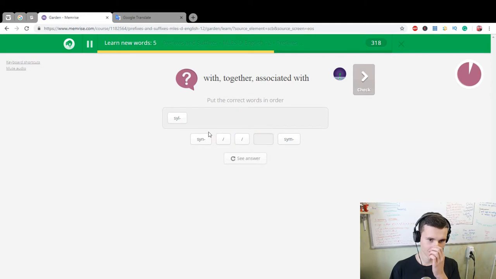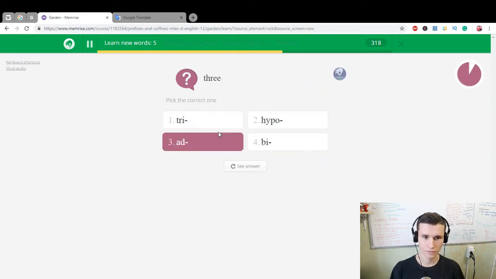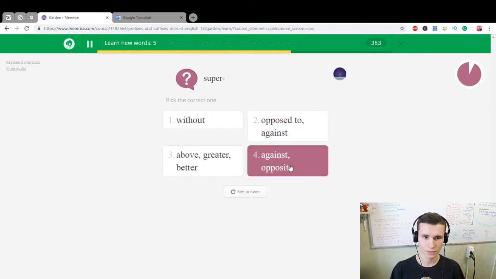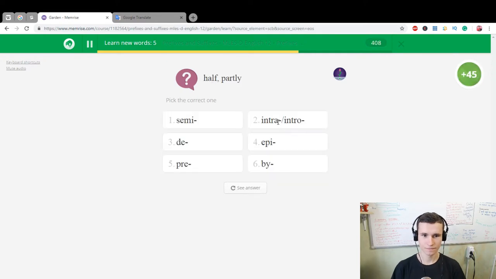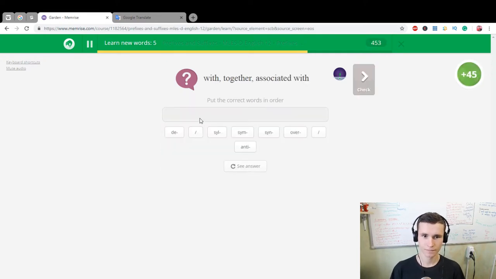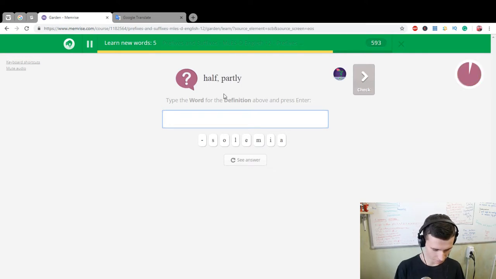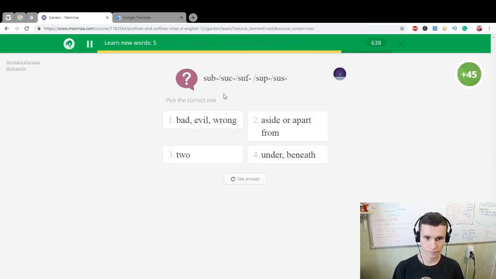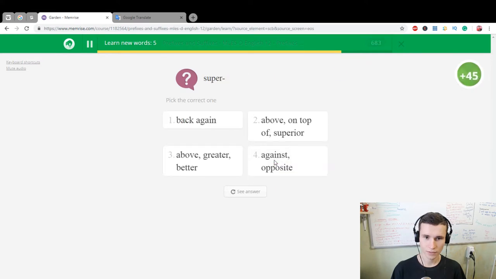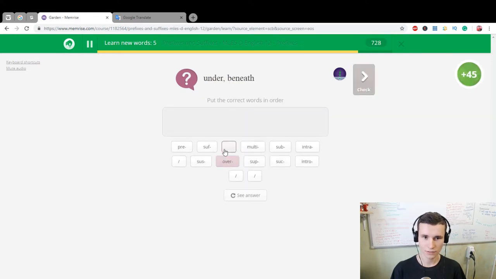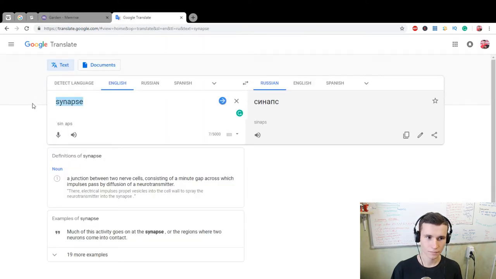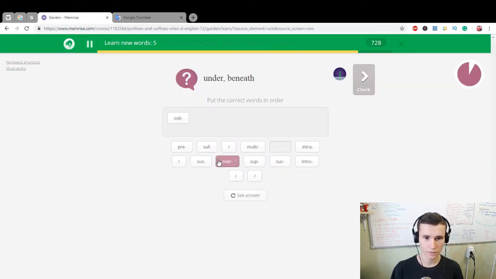With, together: seal, seen, seam. Three. Super: above. Half, semi. With: seal, seen, seam. Three. Super. Half, partly: semi. Under, beneath: sub. Above, greater: super. Sub, suck, suff, sub.